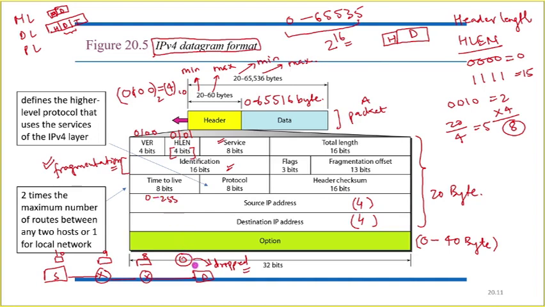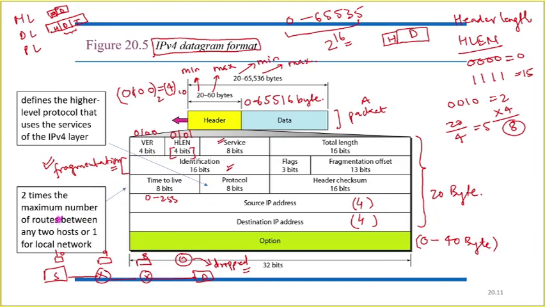So this is the basic idea of time to live. It is in 8-bit format, so the maximum value it can have is 255. That means the packet can pass through 255 routers, and before that it should be reaching the destination. Otherwise it will be dropped. So this is the basic idea.